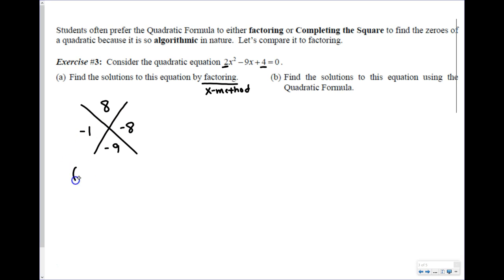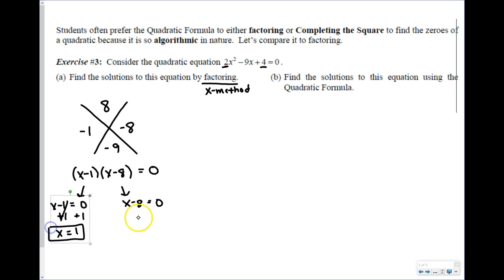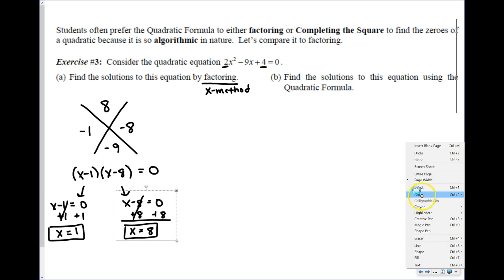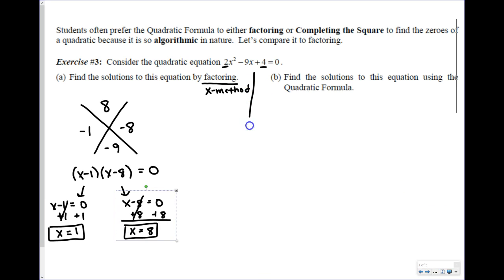So I get two factors, x minus 1 and x minus 8, and I'm going to set it equal to 0 so I can solve. This becomes x minus 1 equals 0, and this becomes x minus 8 equals 0. Then I just solve each of these to get x equals 1, and add the 8 over to get x equals 8. So by factoring, I get a positive 1 and a positive 8. The quadratic formula should give you the exact same solutions.